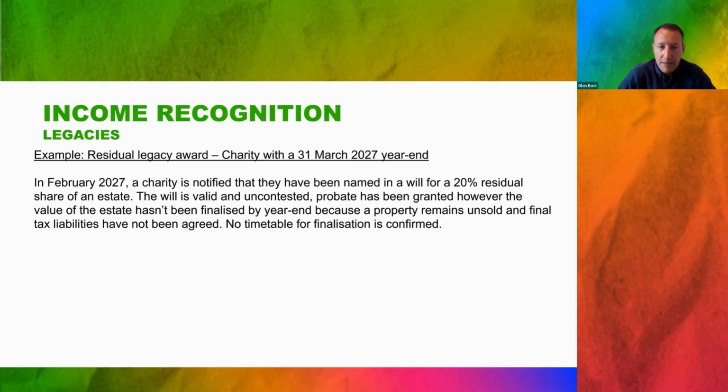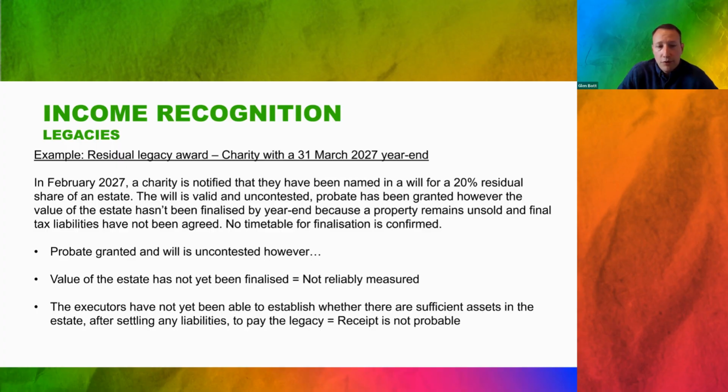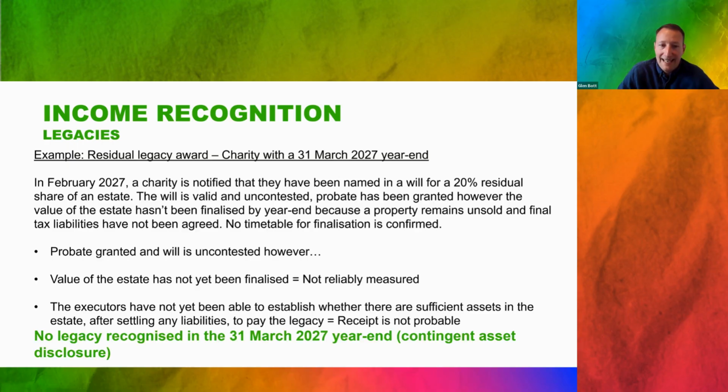However, the value of the estate hasn't yet been finalised by year end because there's a property within the estate that hasn't been sold yet, and they also need to calculate any final tax liabilities. And there's not currently a timetable for when this will be finalised. So in this case, probate's been granted and the will is uncontested. However, because the value of the estate has not yet been finalised, it can't be reliably measured. The executors have also not been able to establish whether there are sufficient assets in the estate after settling any liabilities, which are currently unknown, to be able to pay the legacy. So the receipt is not probable. So on this basis, we wouldn't expect to see any legacy recognised in that 31st of March 2027 year end.